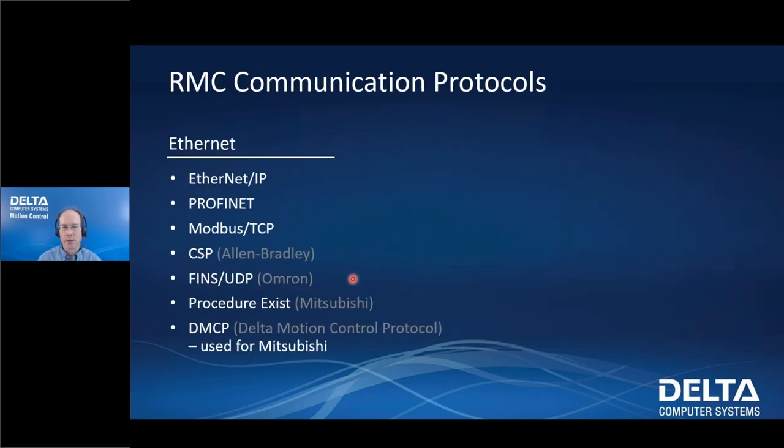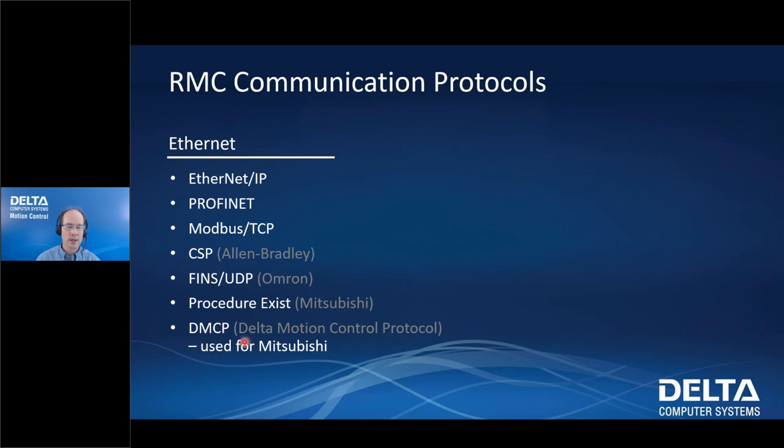The RMCs support a lot of communication protocols. In general, the RMC 200, 150, and 75 support EtherNet/IP, which is Allen-Bradley centric and used by a lot of other controllers, and Profinet, mostly Siemens but other controllers as well, and Modbus TCP. Between these three, we're covering most of the PLCs that exist. We also support CSP, that's generally Allen-Bradley, like MicroLogix, FINS UDP, an older protocol for Omron, a procedure for some older Mitsubishi PLCs, and Delta Motion Control Protocol, called DMCP, that's our own protocol that we made. It's a very simple one.